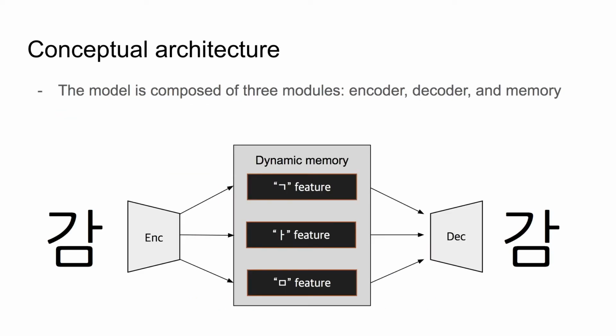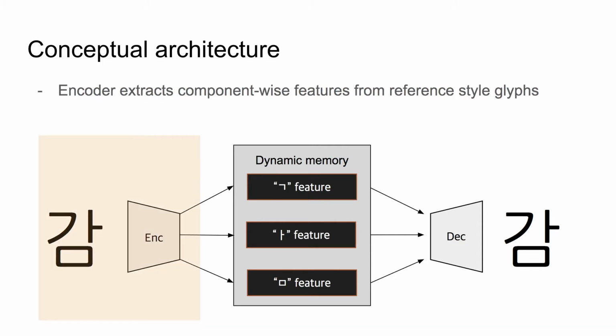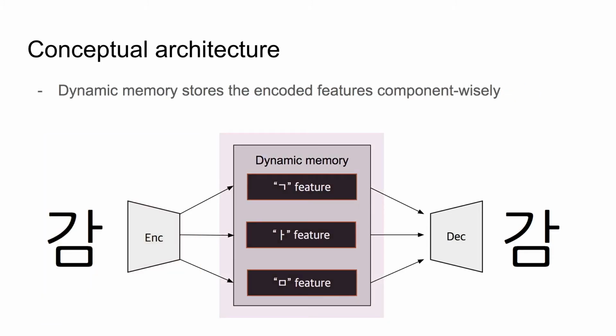This is the conceptual architecture of our model. The model is composed of an encoder, a decoder, and memory. The given reference style glyphs are encoded to component-wise features by the encoder. During training, the encoder learns how to decompose the glyphs into components. The encoded features are written to the dynamic memory.